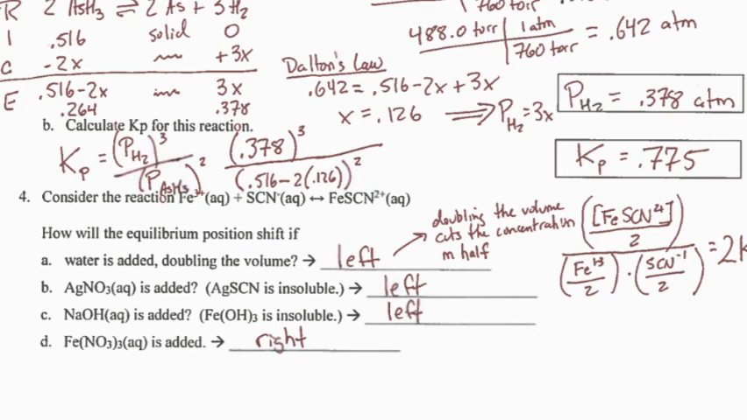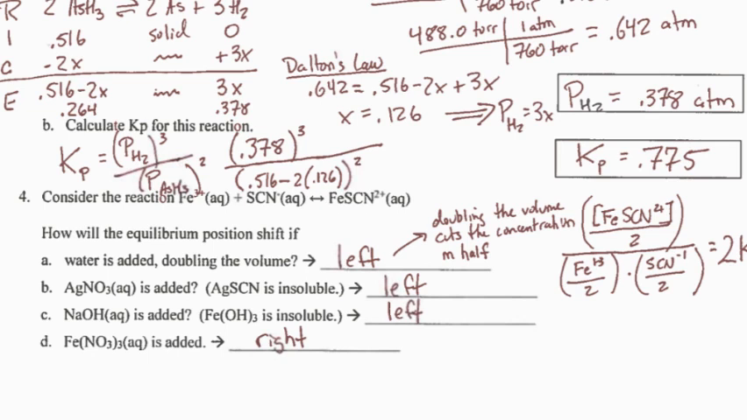NaOH is added. Turns out that iron hydroxide is insoluble, so by adding the NaOH, the OH is going to bond with the Fe and remove the Fe from the solution. It is on the left side. If you're removing a reactant, the equilibrium will shift back to replace it.